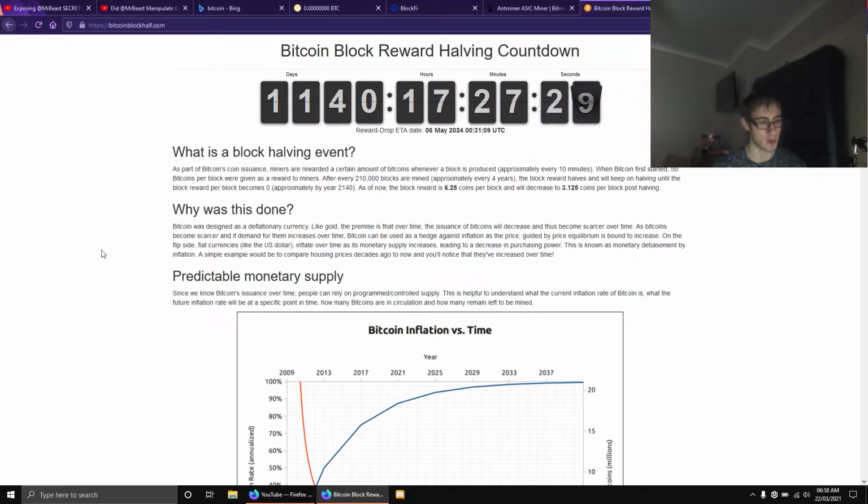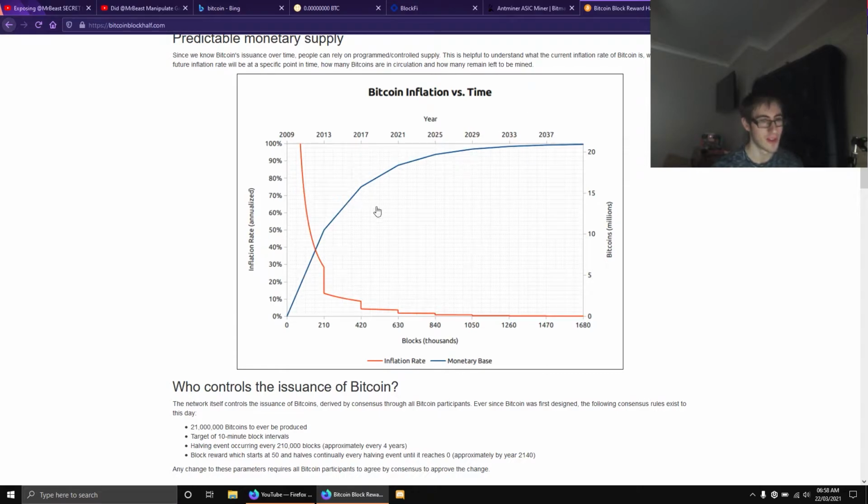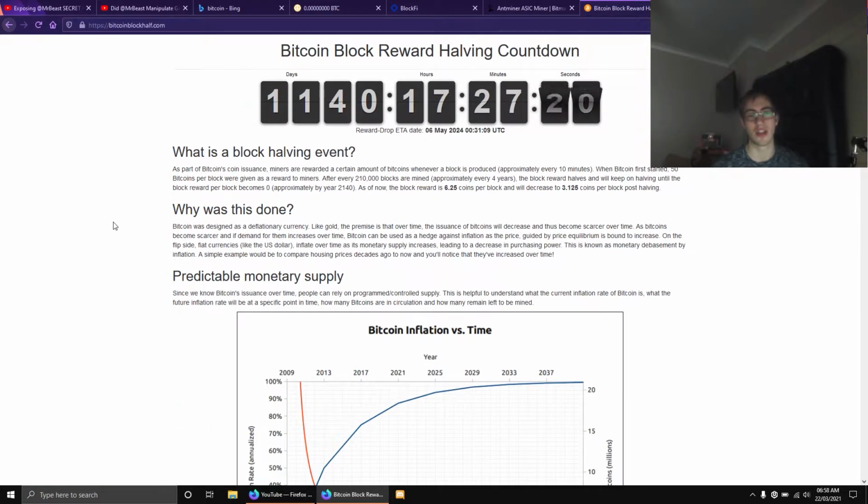However, this is an approximation, and as you can see from this graph, it's starting to get a little bit crazy. It has sort of flatlined a little bit, but this could all change.